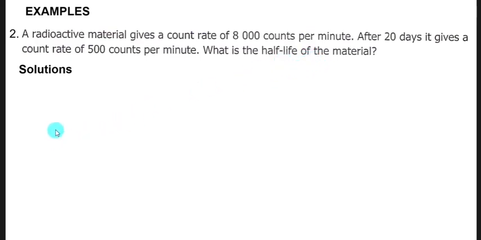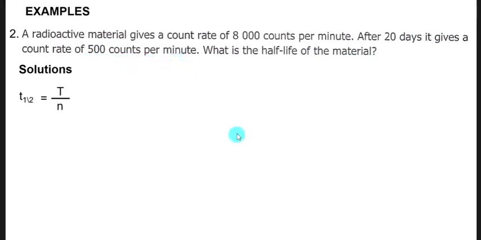So quite well, half-life is going to be T over n. We know T has been given. They're saying after 20 days, it gives a count rate of this. So 20 days is time. Now we have been given count rate. Remember we talked about count rate. This is activity. So the original count rate is 8,000 counts per minute. Then after 20 days, you have the remaining count rate, which is 500 counts per minute.